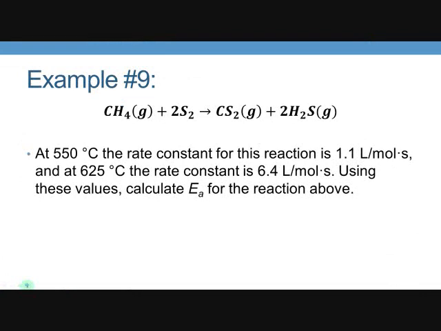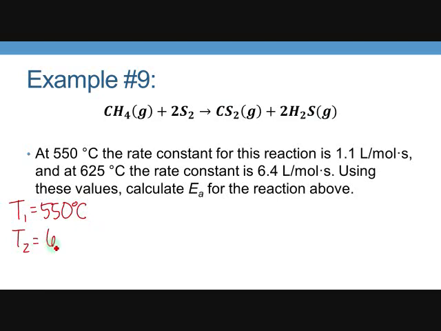You could have picked any values and not even graphed if you wanted to, but graphing is a good proving factor. Now example 9: we have this reaction, and at 555 degrees Celsius the rate constant is 1.1 liters per mole seconds, and at 625 degrees Celsius the rate constant is 6.4 liters per mole seconds. Using these values, calculate the activation energy for the reaction above. So now we have two temperatures.